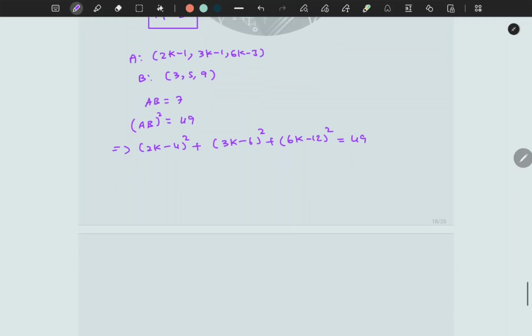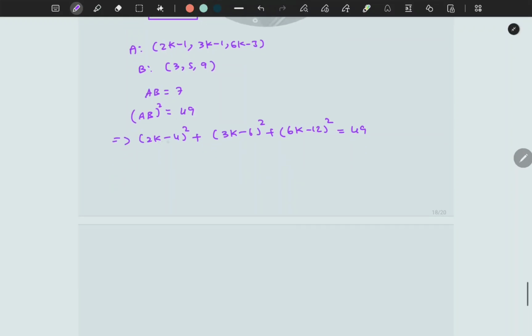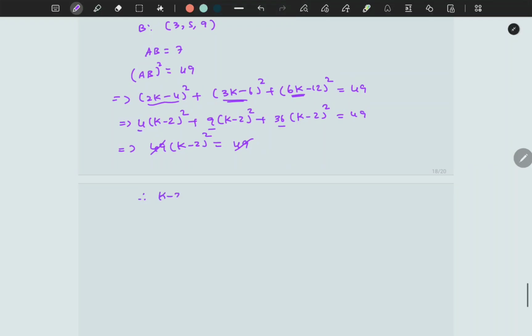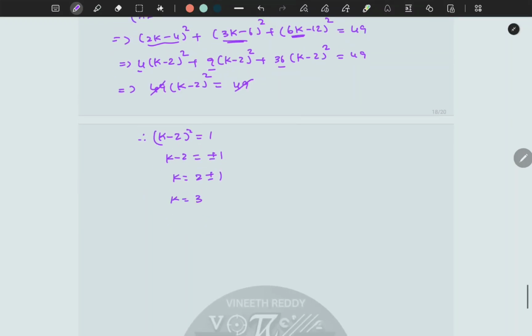I think you are understanding this, dear students. We are just trying to find out the distance between A and B. So we can take 2 common from the first part. So we get 2 square is 4 times k minus 2 whole square. Plus from here we can take 3 common. So we get 3 square as 9. Wow. So from here we can take 6 common. So we get 6 square is 36. Interesting. So 36 plus 4 is 40. 40 plus 9 is 49. Wonderful. So we get 49 times k minus 2 whole square is equal to 49. Therefore k minus 2 whole square is equal to 1. That means k minus 2 is equal to plus or minus 1. k will be equal to 2 plus or minus 1. That means k will be either 3 or 1.